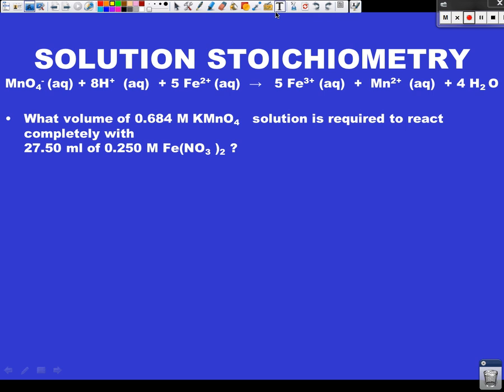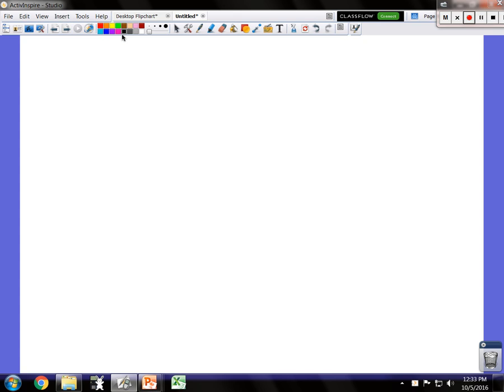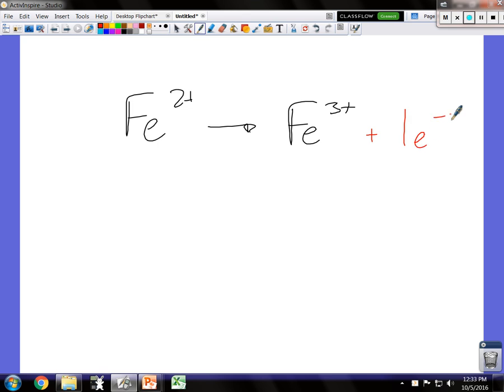Because you see going from Fe2 plus to Fe3 plus is 1 electron. No, it has to be 5. Stay with me. Do you agree that going from Fe2 plus to Fe3 plus, first of all, do I need any waters or any hydrogens? No, are the atoms balanced? The charge is not, right? So that means I need 1 electron on that side. Does that make sense? Okay, so here's my question.